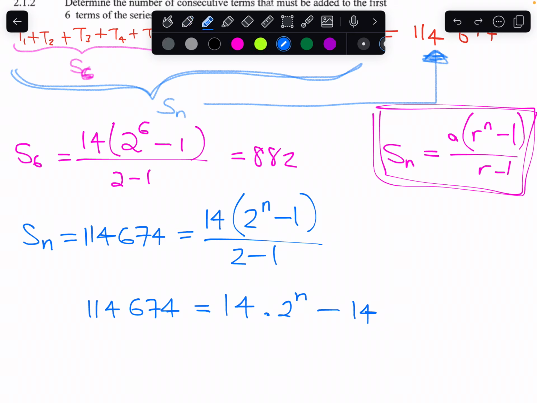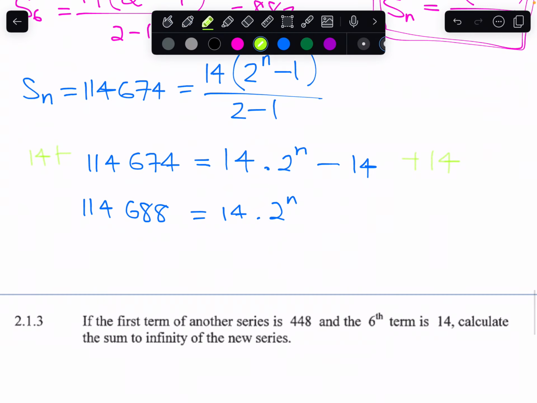Then we want to get the n by itself, so I'm going to add 14 on both sides to get rid of this. And so we have 114,688 is equal to 14 times 2 to the n. Then next up we need to divide by 14.